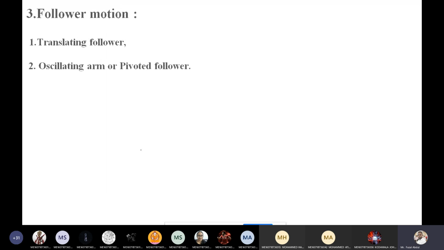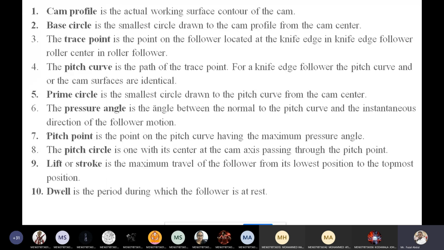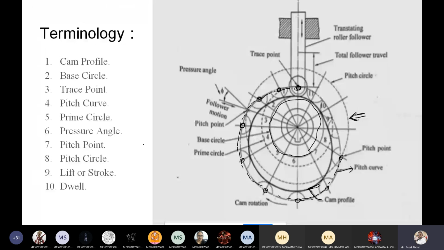Prime circle is the smallest circle drawn to the pitch curve from the CAM center. See here, the prime circle. This is the smallest circle drawn from the CAM center, so this is known as the prime circle.